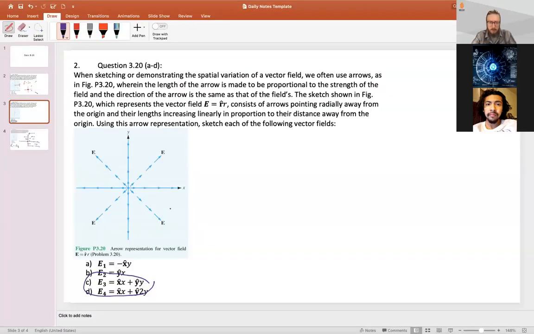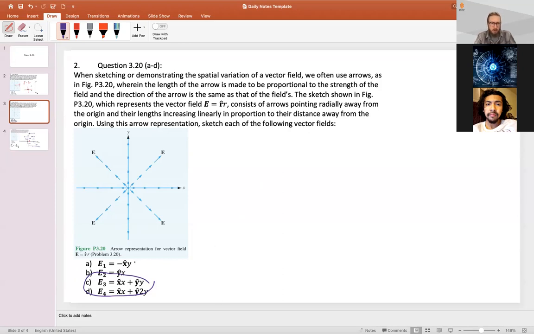So what we're working on is homework one right now. We're working on problem two, part C of that. This is the vector field that we were given an example of how to draw in two dimensions, and we're doing it using this arrow representation.